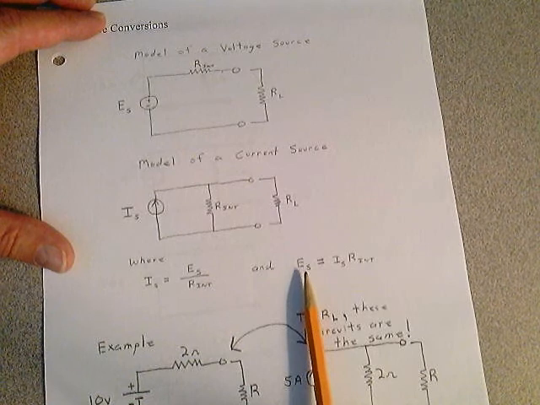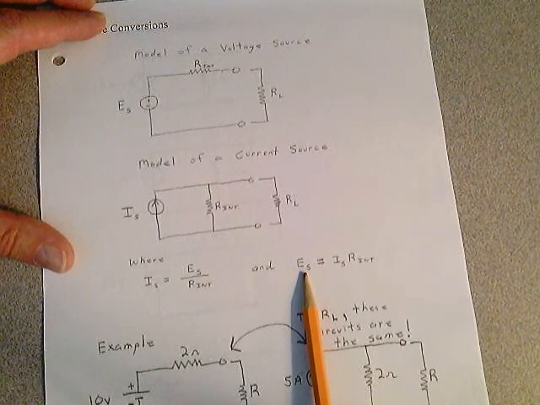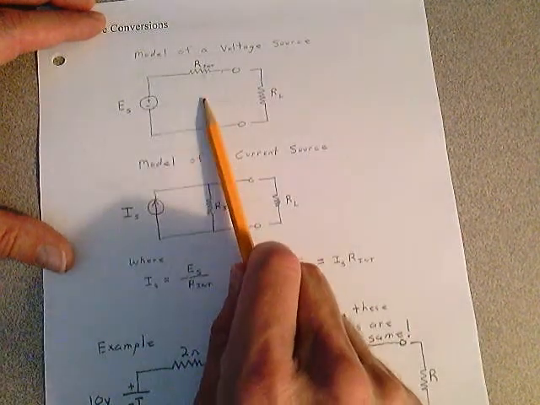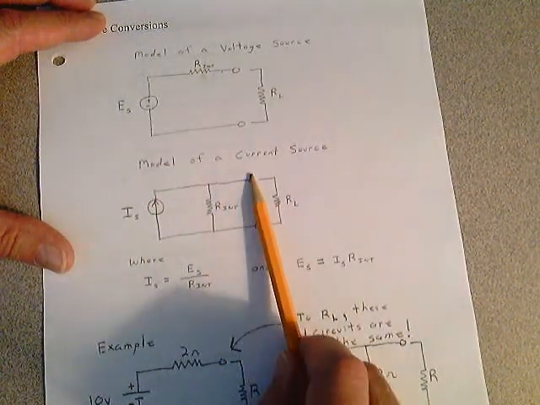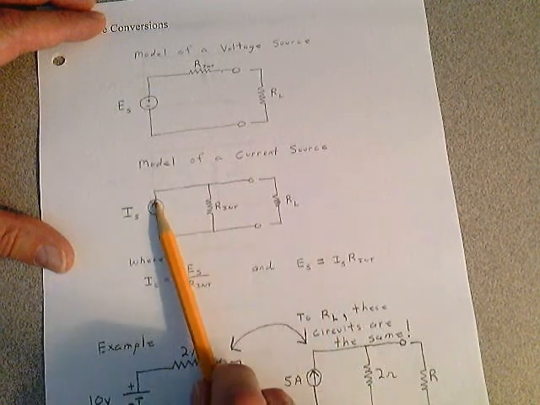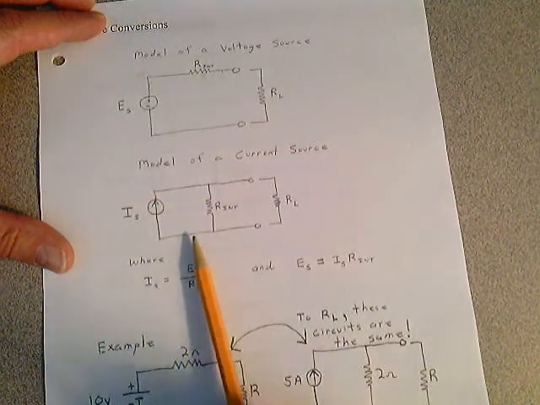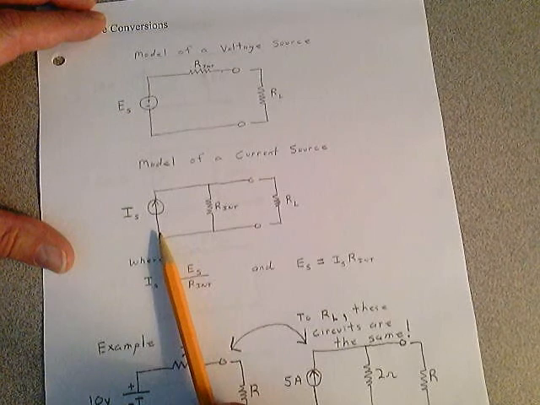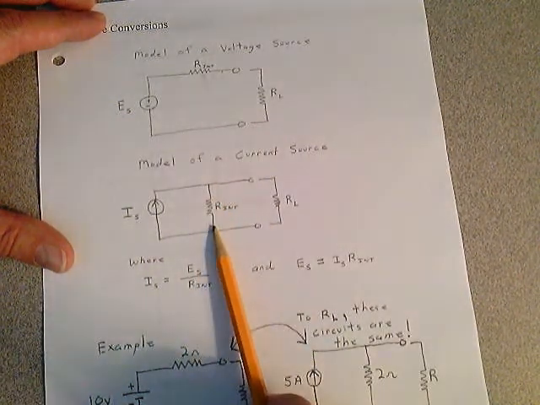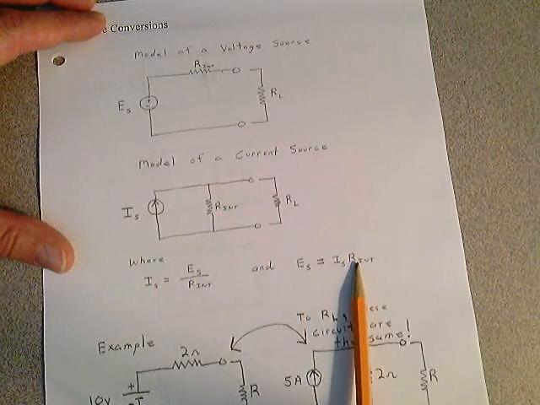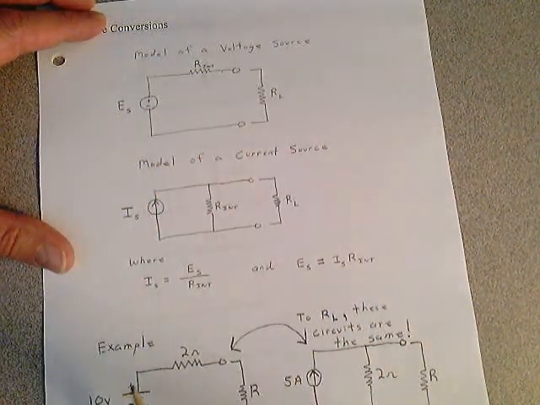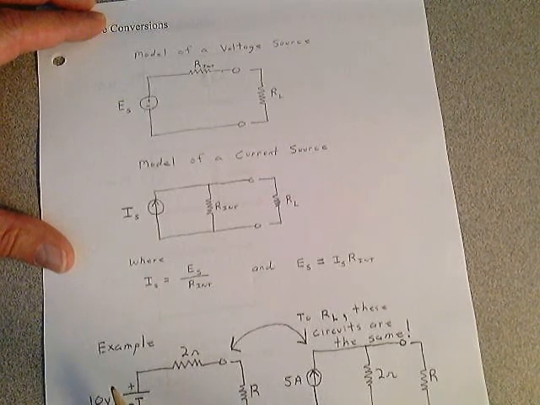And E sub S, if you have a source like this and you want to convert back to here, is simply the open circuit voltage that's generated with the load removed. That I sub S just flows through R internal, because this is an open circuit out here, and it generates a voltage here, which is I sub S times R internal, which is E sub S. So you should be able to go back and forth between these two sources.